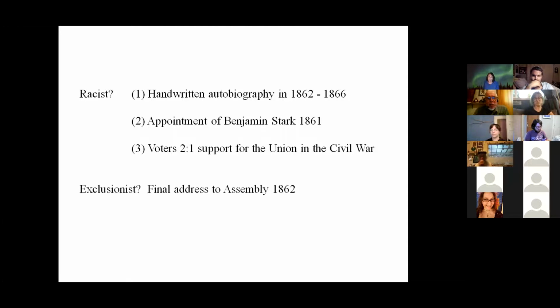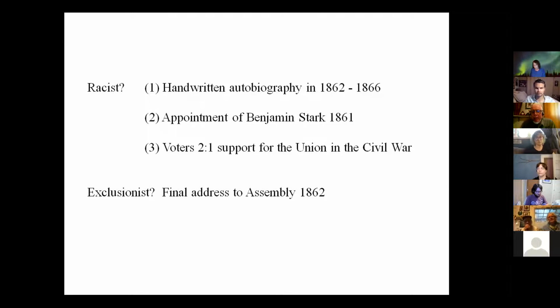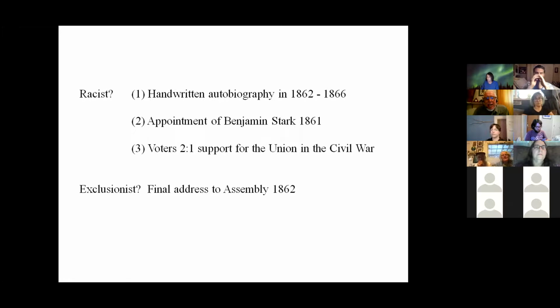The question is whether John Whitaker, as people have said, was a racist. I've received from the Oregon Historical Society a handwritten autobiography by John Whitaker, and it's about 14 pages. We know it's authentic because it's in the same handwriting as his handwritten letters to friends at the time. It covered the period from 1862 to 1866. He clearly had strong white supremacist and racist views expressed in his autobiography.